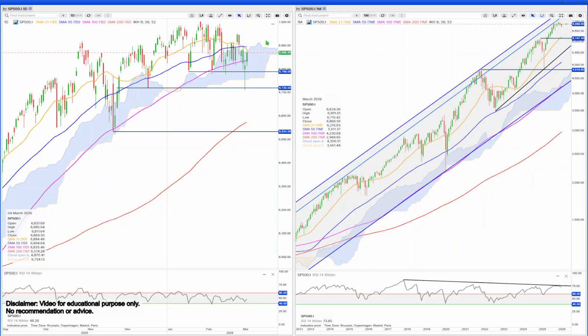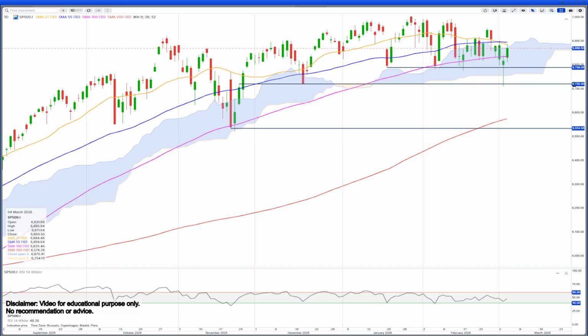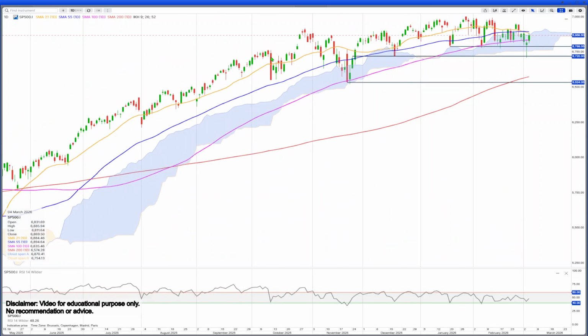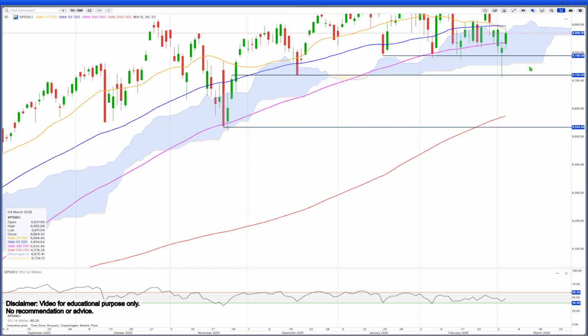Moving on to the daily part of S&P 500. Well, we have 6,720. That is a key support. We have 6,534. So now we are down to the daily chart. That, of course, looks a little bit different, but this is where we are trading at the moment.